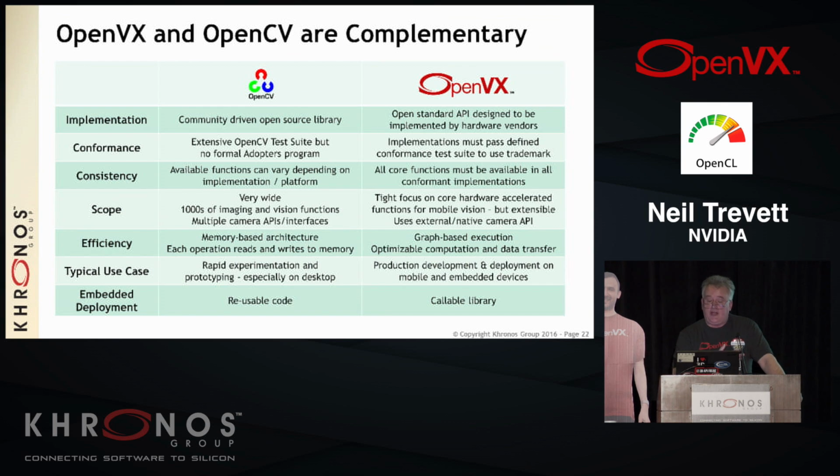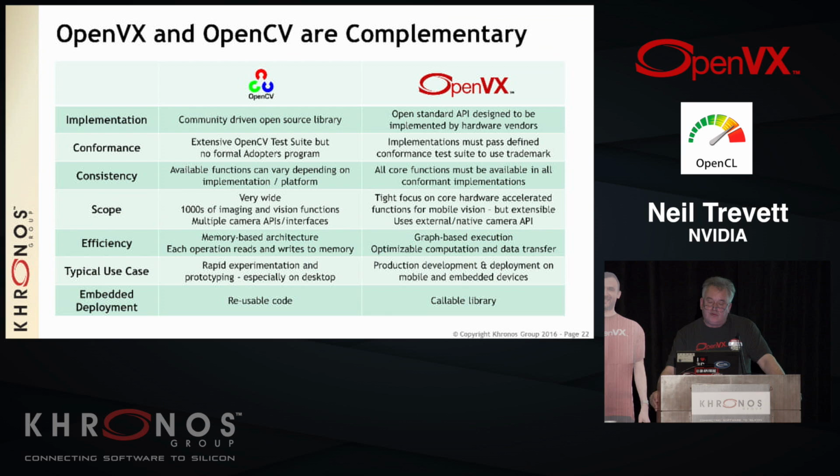OpenCV definitely has much wider scope. OpenVX has this tight focus on a smaller set of nodes, but it's extensible, and it's really focused on real-time, low-power image processing and vision processing. The graph-based execution lets us avoid the constant toing and froing to memory that OpenCV often suffers from.